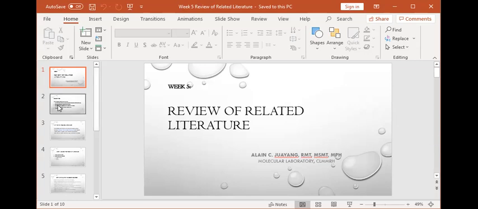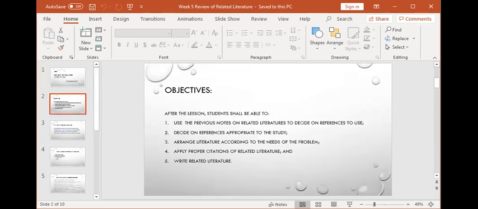So for tonight's objectives, we have the following. After the lesson, students shall be able to use the previous notes on related literatures to decide on references to use. We also have to decide on references appropriate to the study, arrange literature according to the needs of the problem, apply proper citations of related literature, and of course, write the whole related literature.